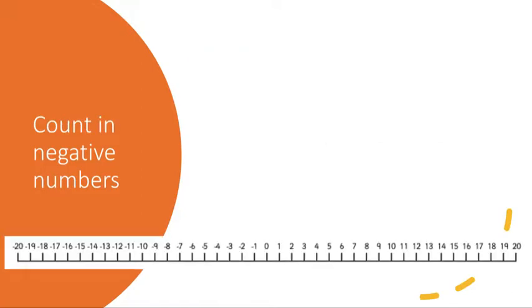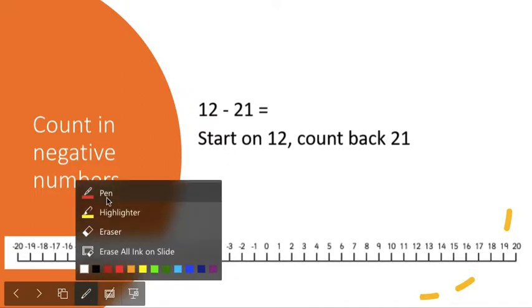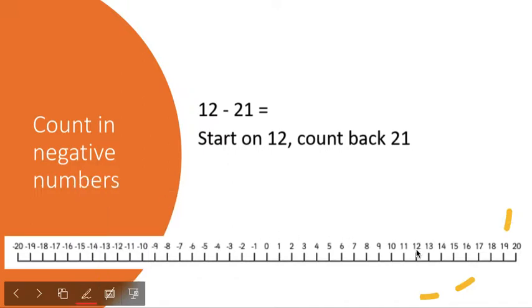So let's recap from session 1 where we were counting in negative numbers. 12 take away 21. We're counting in negative numbers. We're taking away, so we're going to be counting back. So we're going to start on the 12, we're going to count back 21. So here we are on the 12, and we're going to count back 21. You can count back individually, or you can count back in jumps. I'm going to pause a moment for you to try it yourself first.